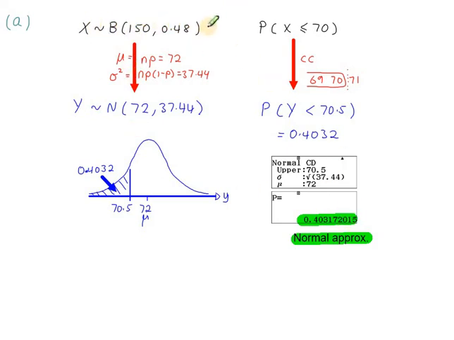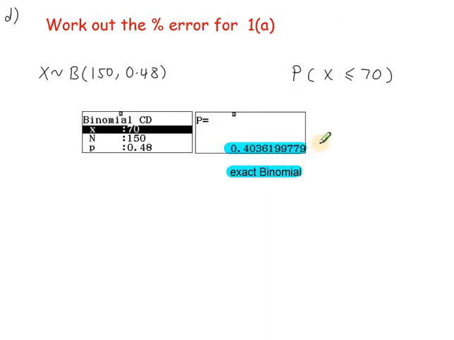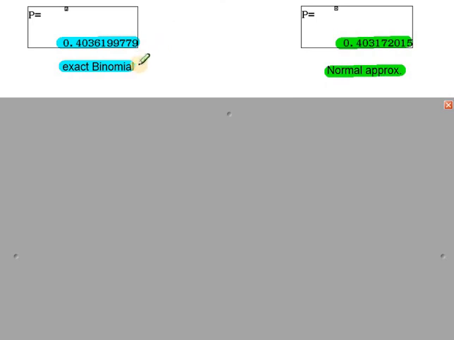We're going to use the calculator's built-in binomial distribution function, and we're going to calculate this probability using the exact binomial distribution. So we need the binomial cumulative distribution function, and x is 70, this value here, n is 150, p is 0.48, and this is the probability, and this is the exact binomial probability. So we have the exact binomial probability and the approximation to it.